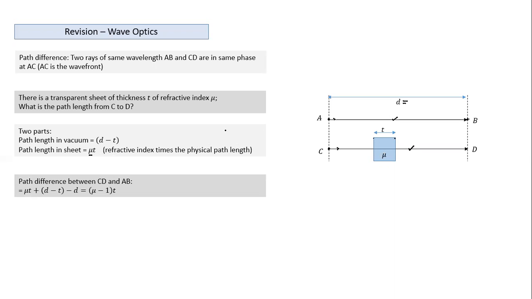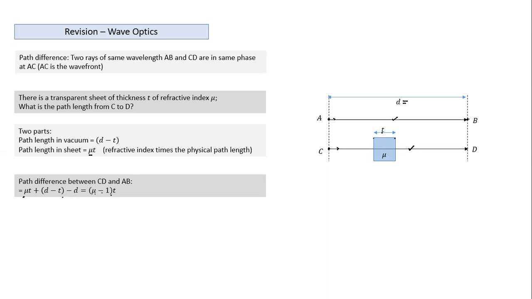So let's calculate the path difference when the rays reach here. From A to B and C to D, are the paths the same? They are not the same. What is the path difference? Path difference is equal to the optical path length from C to D, which is this term plus this term, minus the optical path length from A to B, which is d here. If we put in these values, d gets cancelled. It is equal to mu minus 1 into t.